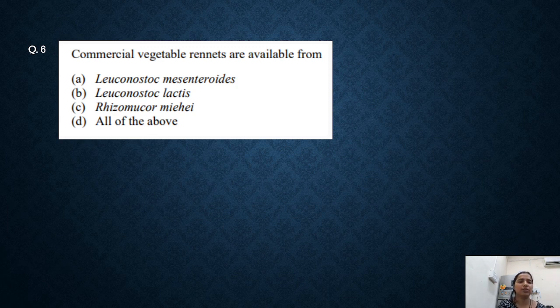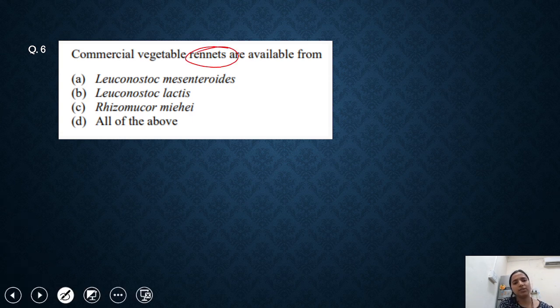Now coming to the next question. Commercially vegetable rennet is available from, okay, these are the options given: Leuconostoc mesenteroides, Leuconostoc lactis, or Rhizomucor miehei, and all of the above. So this rennet is mainly used in the formation of cheese. They are asking from where you have taken this, or what is the source for this.